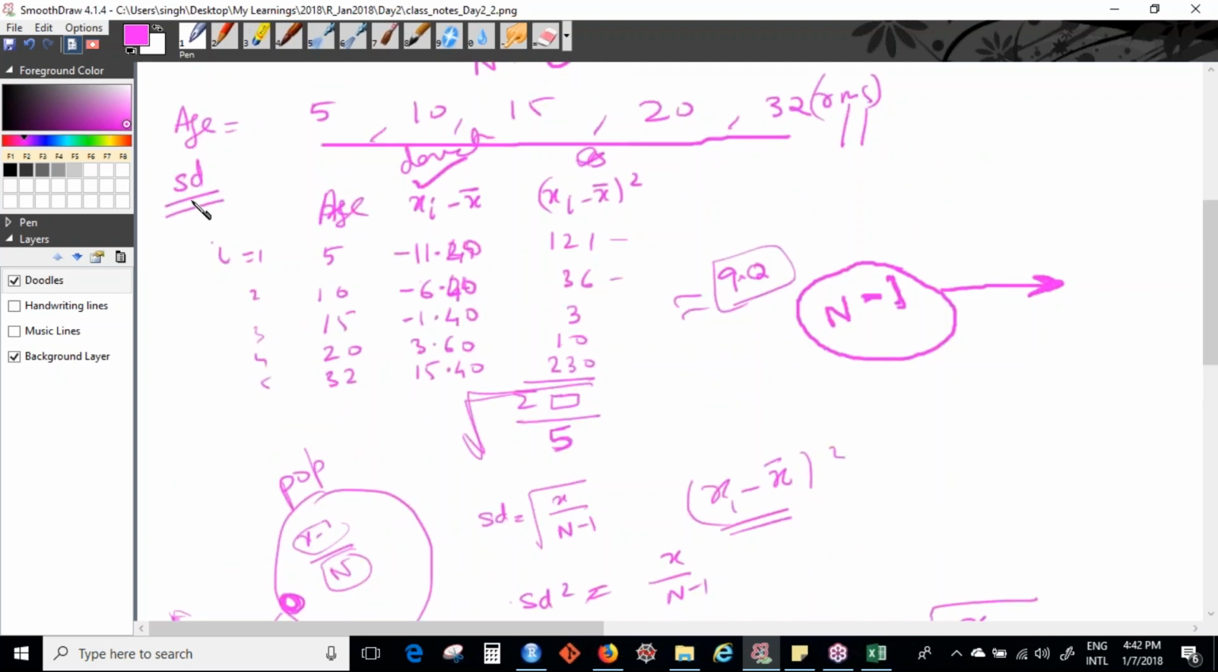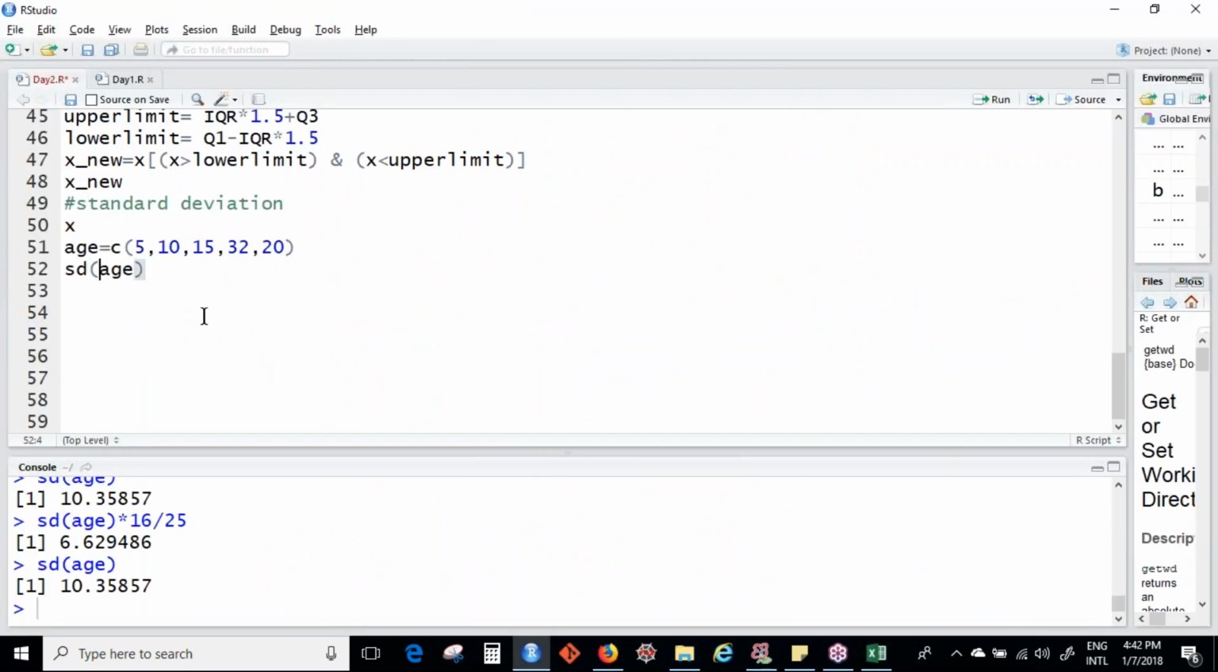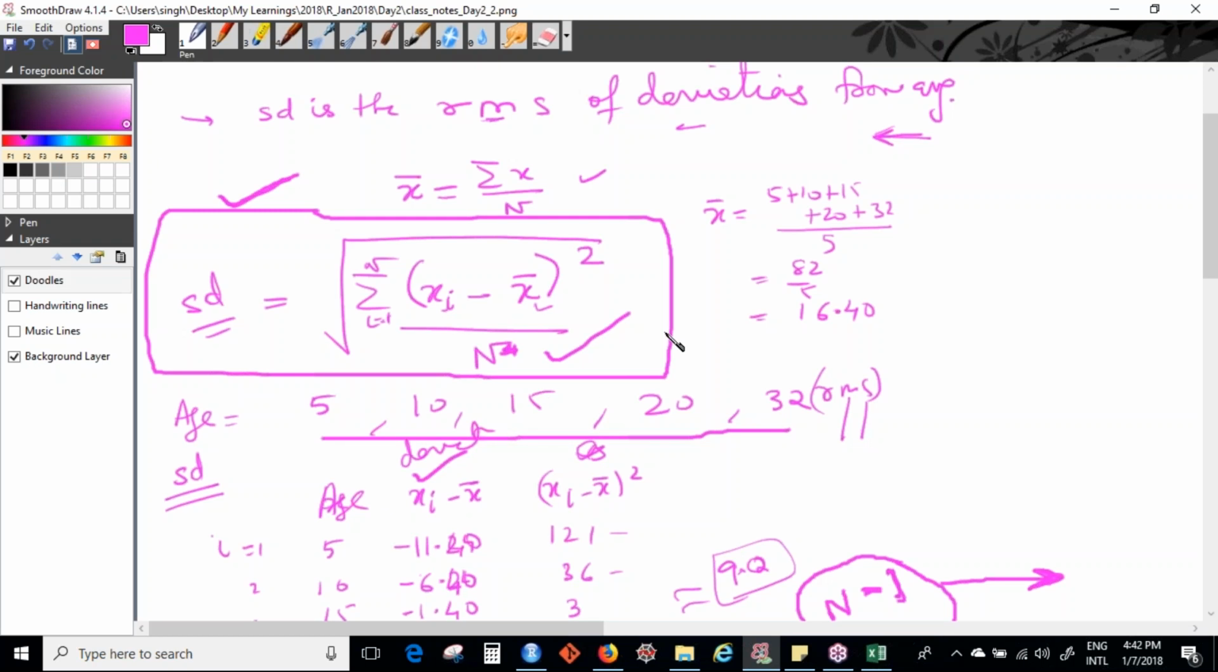But don't worry, you don't have to calculate SD ever. You'll always use the software for that, but you should know the formula basically, because this is the base of statistics. But you won't have to calculate this ever. You just use the function SD and you will get the answer. But you should know the formula.